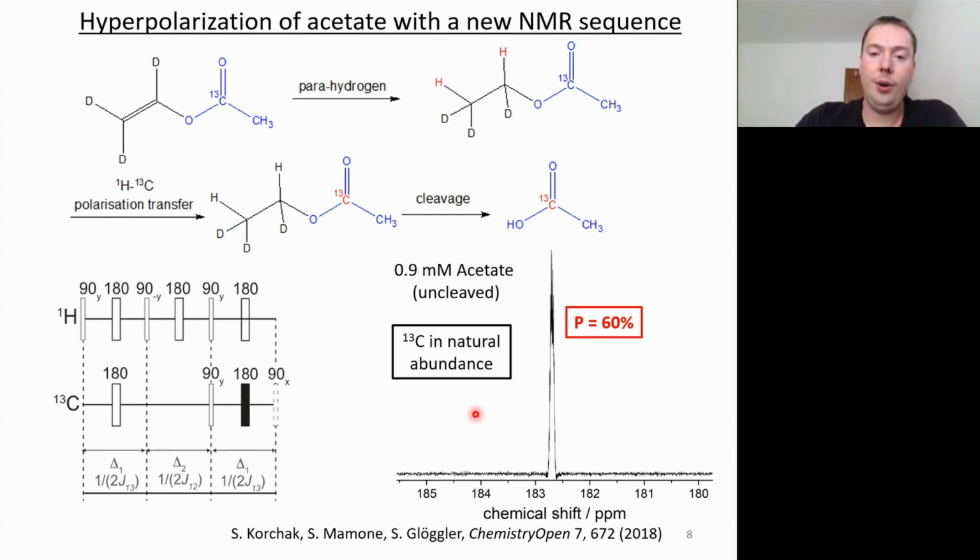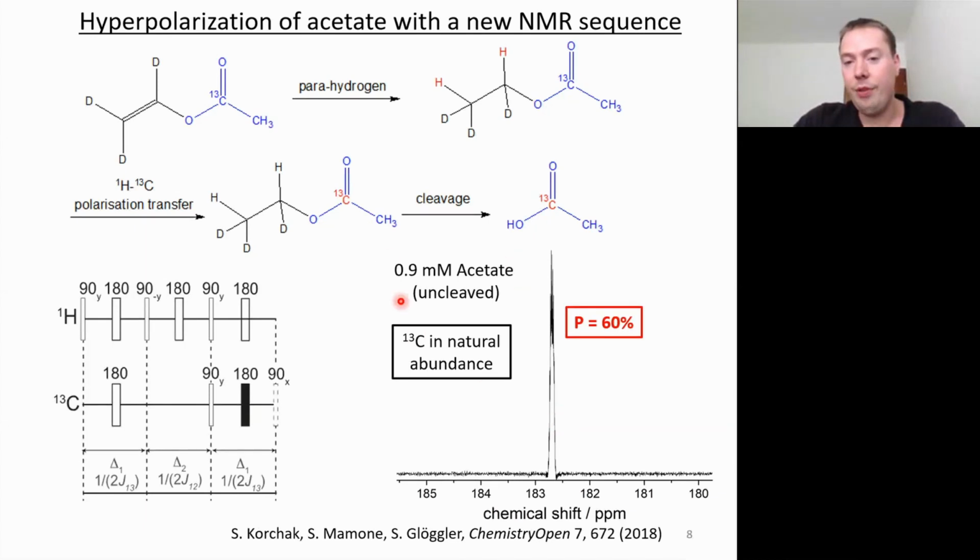These were our first experiments with this metabolite, where we worked with a little less than 1 millimolar concentrations of acetate, again in natural abundance, and we achieved this impressive polarization value of 60%. For me, that was a point where I said, okay, we are actually able to achieve very, very high levels of polarization with parahydrogen. Let's carry on with this and see how far we can actually drive this.